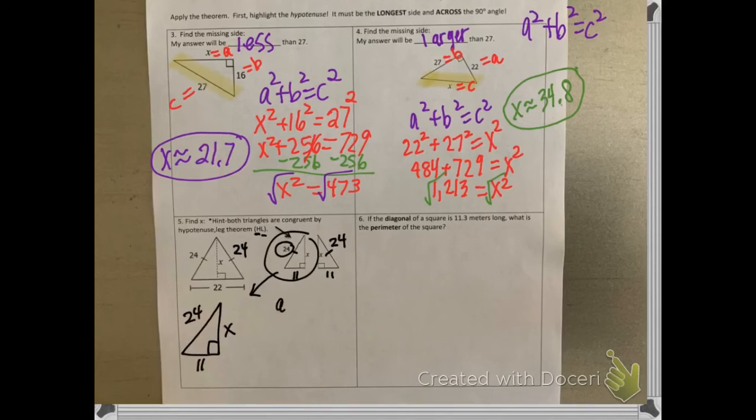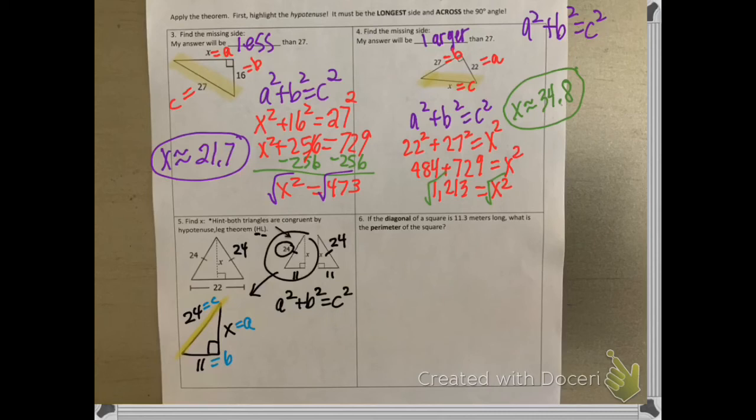So again, my equation in order to find a missing side is a squared plus b squared equals c squared. Let's identify a, b, and c. Where's my hypotenuse? 24 has to be the hypotenuse because it's opposite the 90. So therefore, c is 24. And then it doesn't matter which one you choose to be your a or your b. So I'm going to make x my a and then 11 my b.